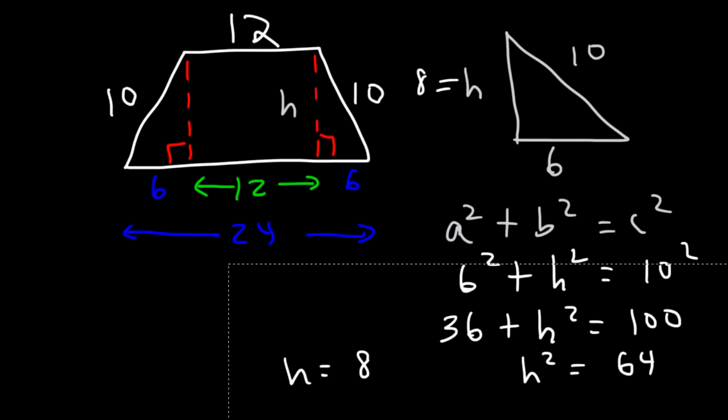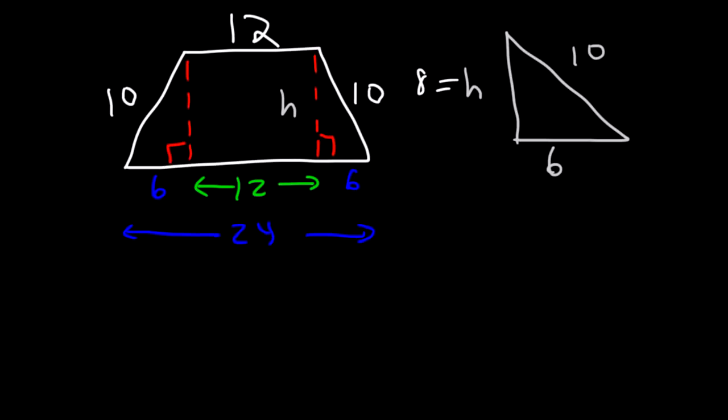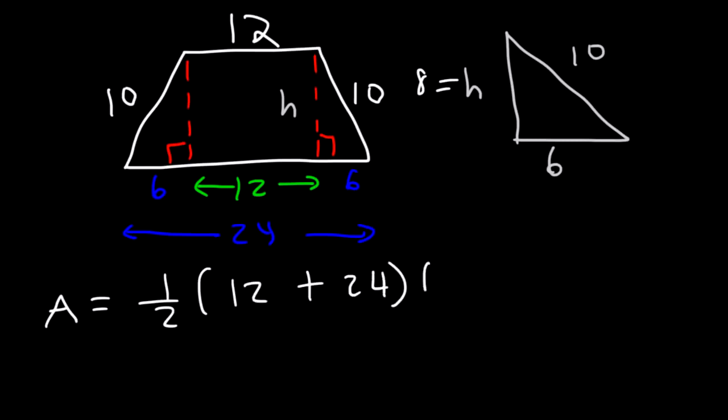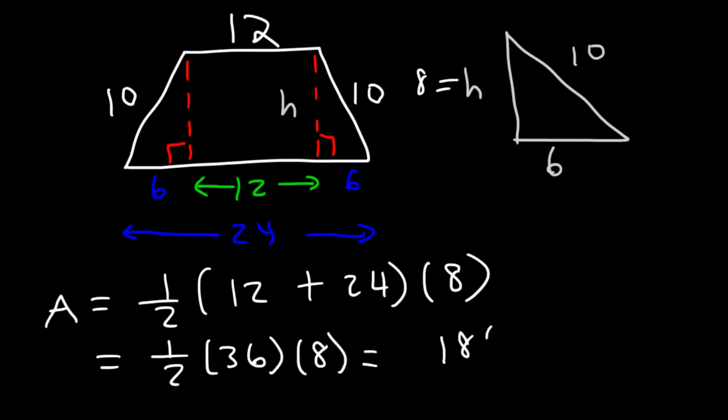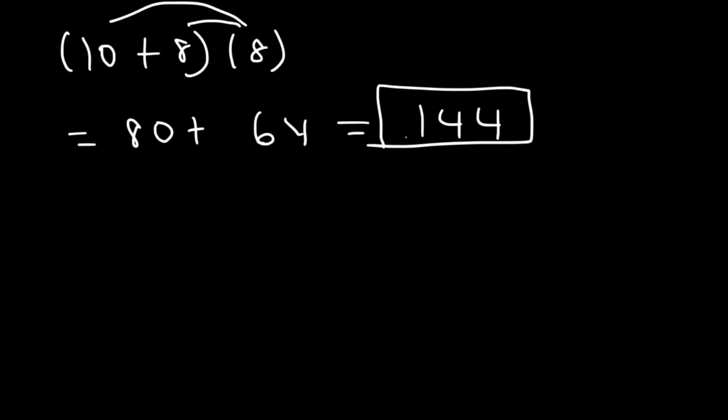Now that we have the height, we can now find the area. So the area is going to be 1/2 b1, which is 12, plus b2, which is 24, times the height of 8. So 12 plus 24, that's 36. And half of 36 is 18. So 18 times 8. Let's break 18 into 10 and 8 and distribute 8. 8 times 10 is 80. 8 times 8 is 64. And 80 plus 64 is 144. So that's the area of this particular trapezoid.